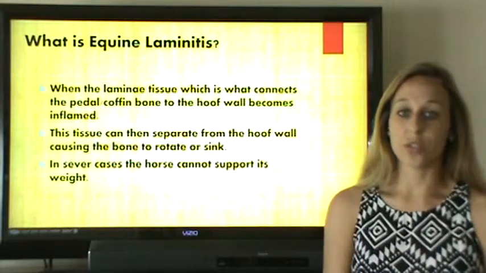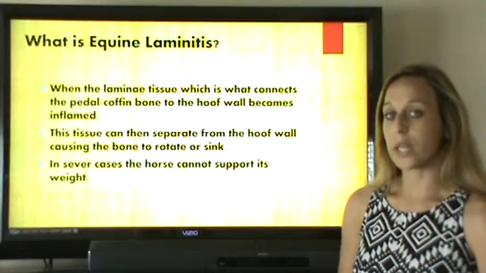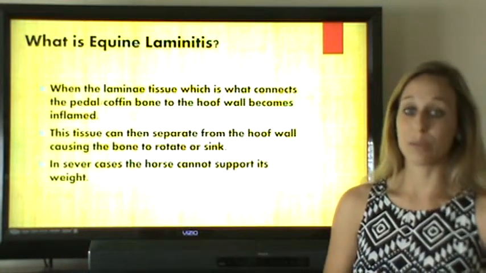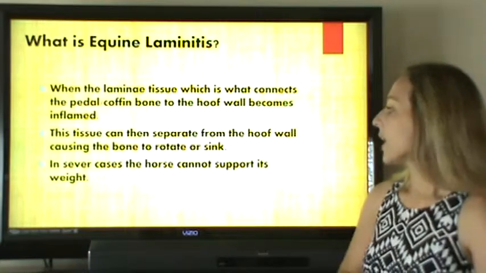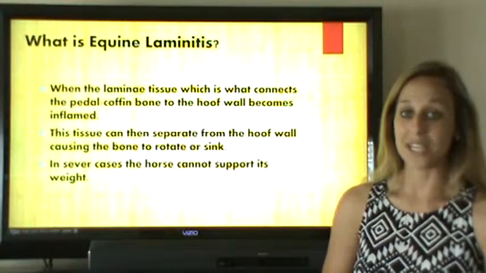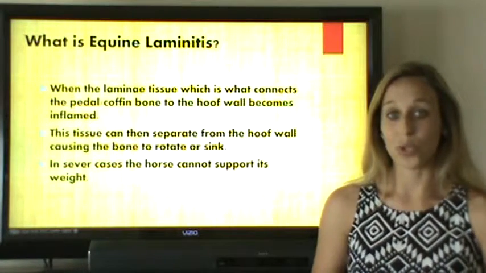Laminitis is something that horse owners hope they never have to encounter. It's when the laminar tissue, which connects the pedal bone to the hoof wall, becomes inflamed, or in some cases completely separates from the hoof wall. It can become so bad that it can cause the pedal bone to rotate or to sink, and sometimes it's so severe that the horse cannot even hold up its own weight.